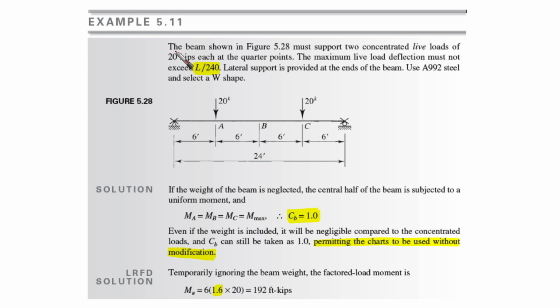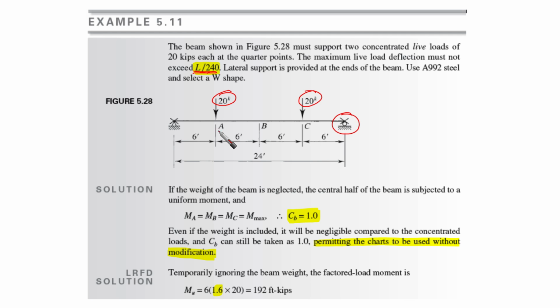The beam shown in this figure must support two concentrated live loads, as you can see, 20 kips each at the quarter points. The maximum live load deflection must not exceed L over 240, it's given. Lateral support is provided at the ends of the beam.